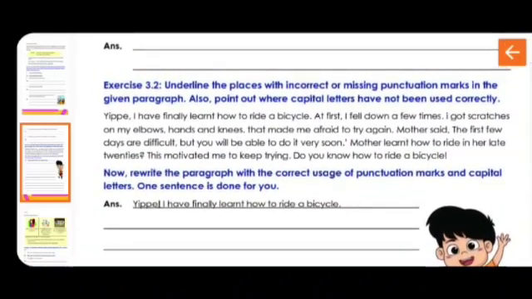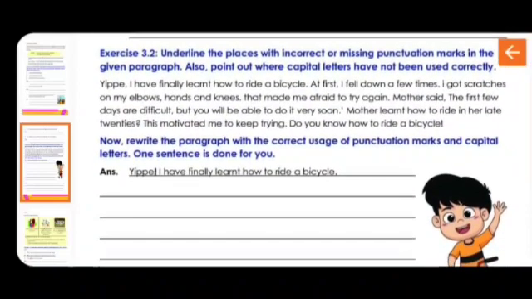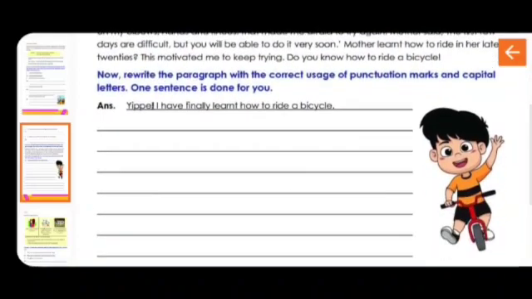Okay, now see the first sentence. Yippee! I have finally learned how to ride a bicycle. Now yippee is an interjection. When interjections are used, you should always know after an interjection you should always write an exclamation mark. So after yippee you should always use exclamation mark. Then I have finally learned how to ride a bicycle, full stop. Understood, children? Likewise, try to identify what the mistakes are. Then what you will have to do is, you will have to rewrite the sentence here.